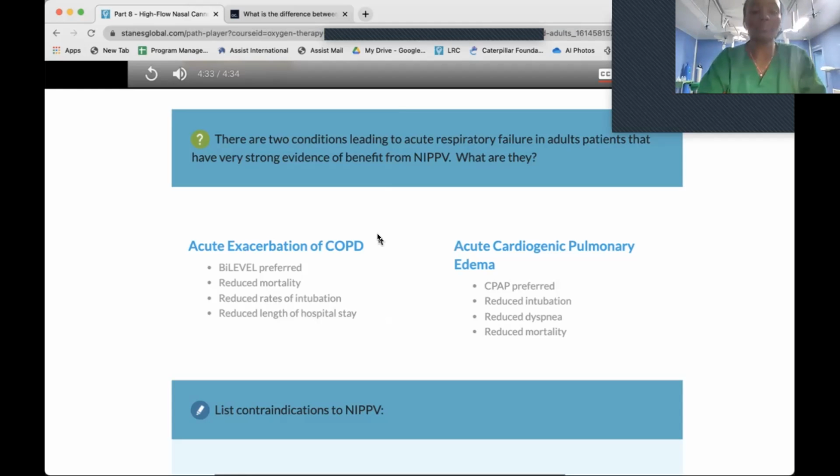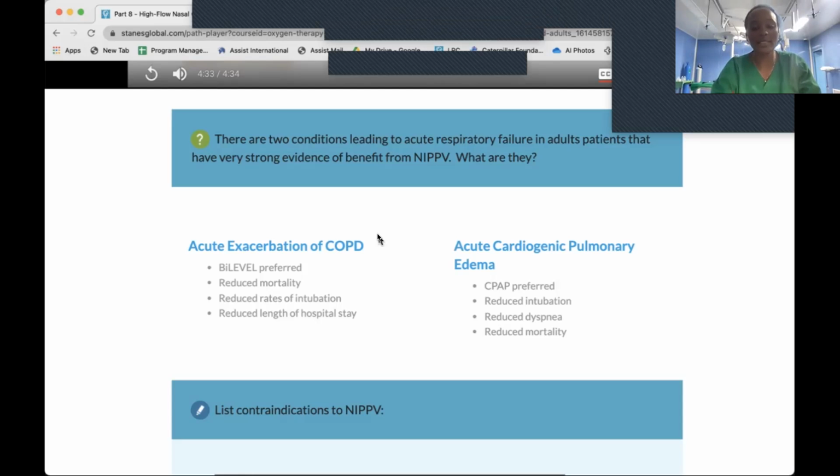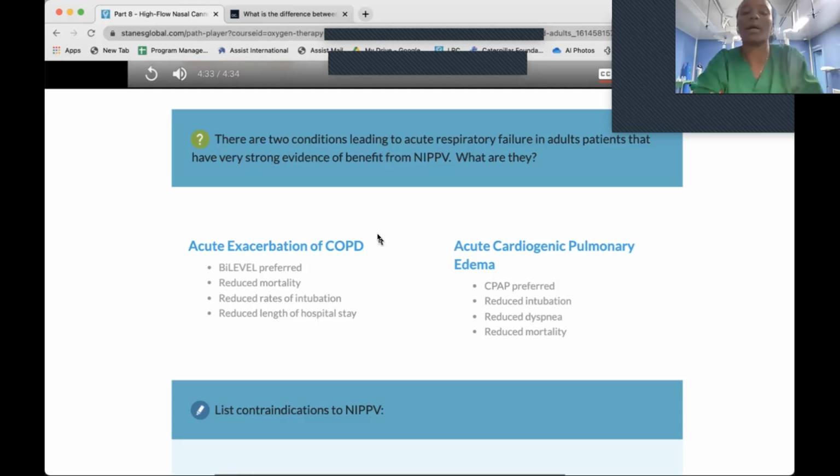In contrast, in acute cardiogenic pulmonary edema, as Dr. Ngatia explained above, when you have a continuous pressure throughout the phase, what you're trying to do is to dry out the lungs so that you have an increased surface area for oxygenation, for oxygen and for CO2 to come out, and you're trying to recruit the alveoli that are mixed in the water, in the edema, so to say. So CPAP is preferred here because you have a continuous pressure throughout the cycle. You have the reduced intubation risk, reduced dyspnea, and also reduced mortality.